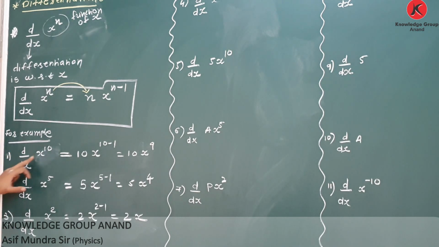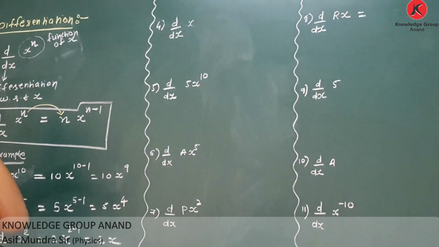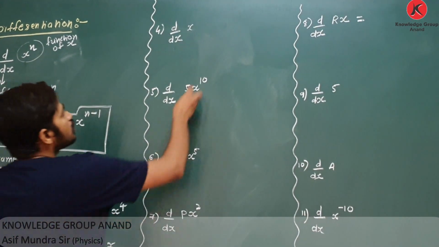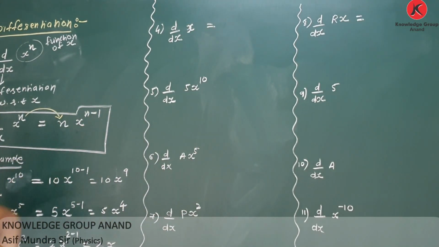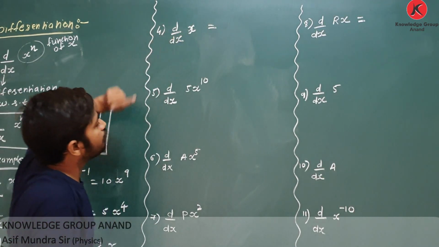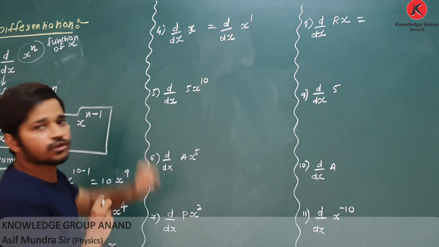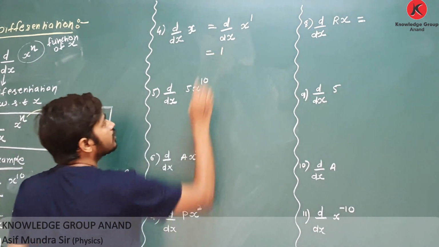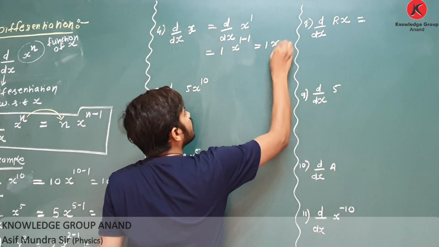d upon dx of x raised to 10 is equal to 10x raised to 9. d upon dx of x raised to 5 is equal to 5x raised to 4. d upon dx of x square is equal to 2x. Now what about d upon dx of x? You have to follow the general formula, that is n x raised to n minus 1. Here d upon dx of x means I can write d upon dx of x raised to 1. Yes, 1 is the coefficient, and x raised to 1 minus 1 gives 1 times x raised to 0.